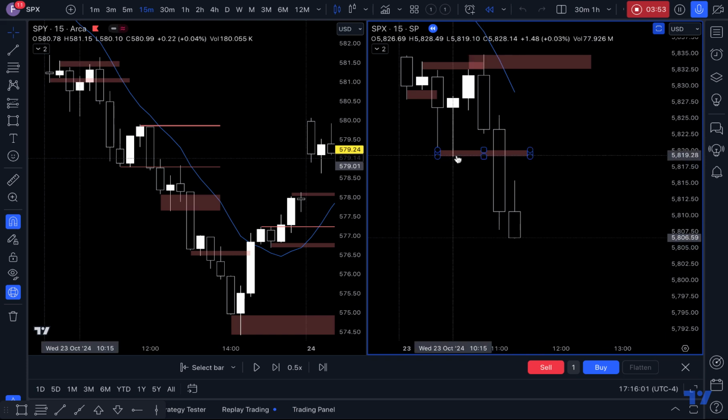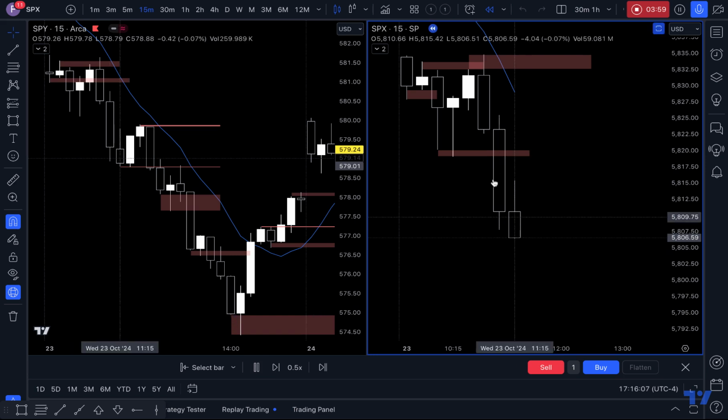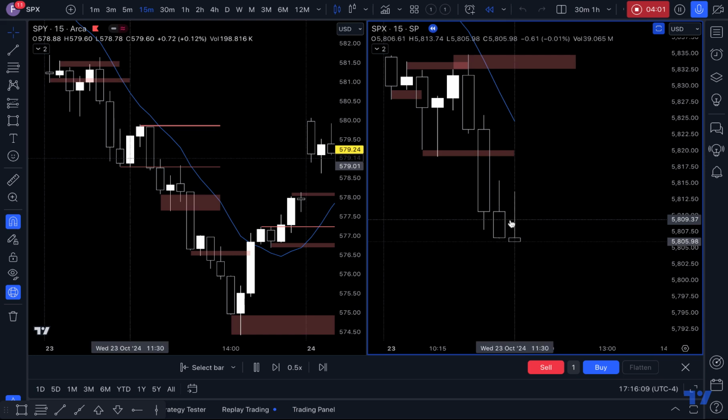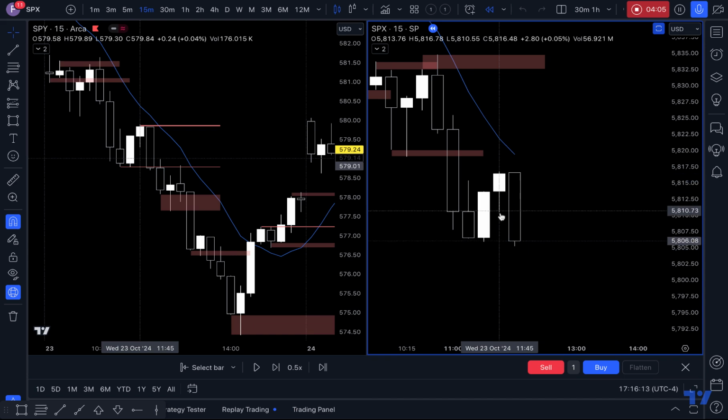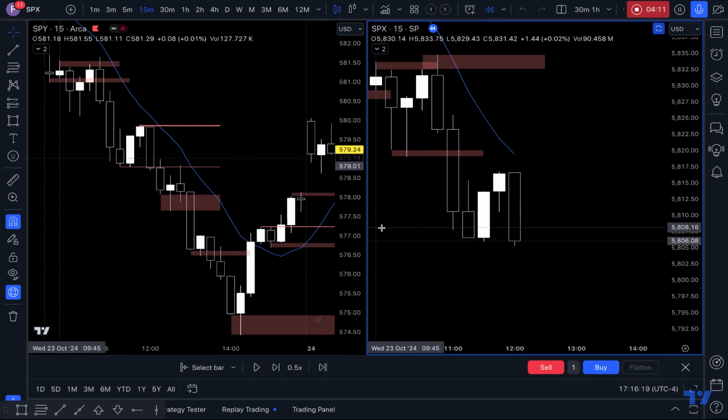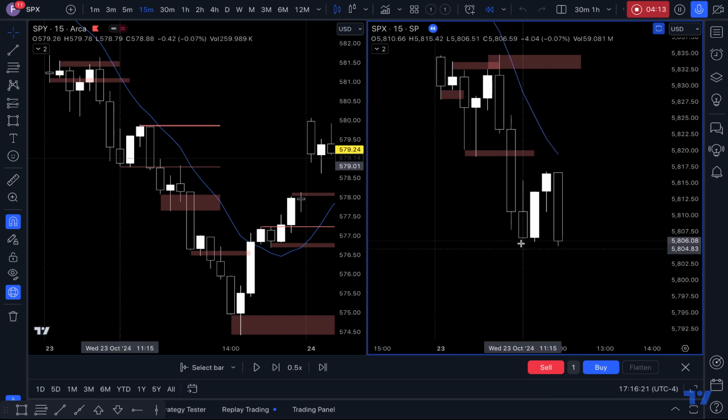so we can find the new resistance and the new support of the trend. So you just got to be patient and wait for the candle to close. We don't want to judge too early, like, oh, it's red, oh, it's green, before it closes. That's going to make you have a very emotional roller coaster.